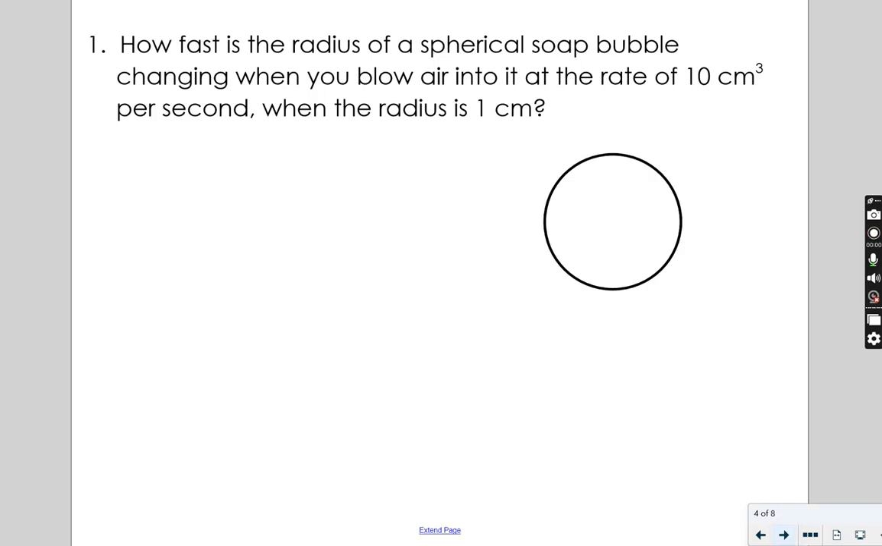Okay, so here's our first problem. Do you need more of the sheets? Yeah. They're on top of that bookshelf back there.